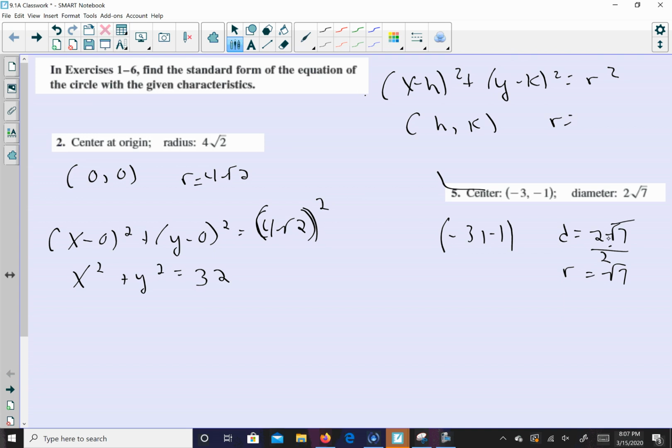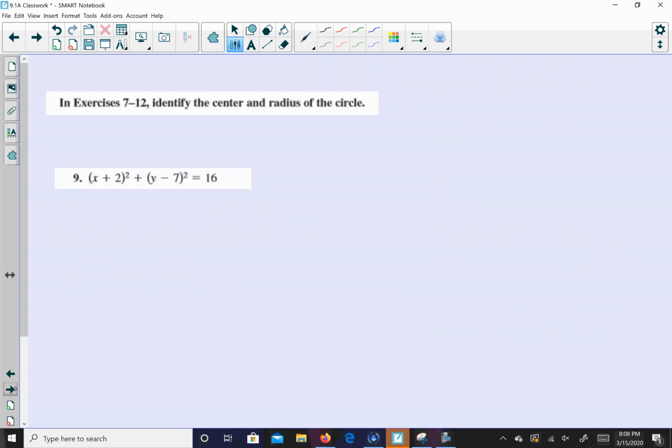So when I write this, I am going to have (x minus a -3) squared plus (y minus a -1) squared is equal to the square root of 7, that whole thing squared. Oh, that's a 7, that's a 2. So this will be (x plus 3) squared plus (y plus 1) squared is equal to 7. Moving on to the next one.